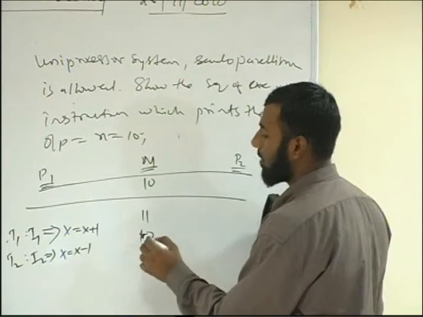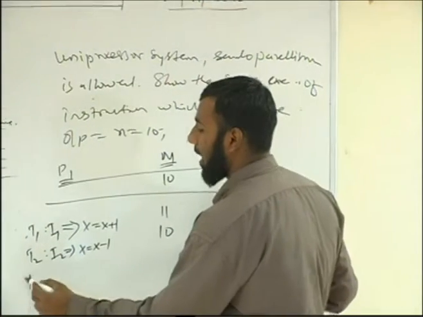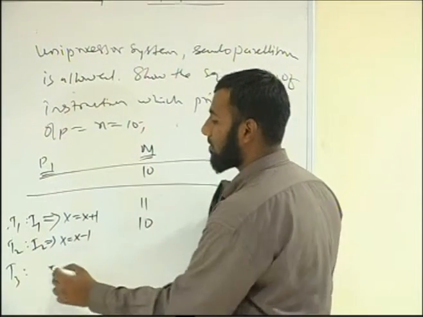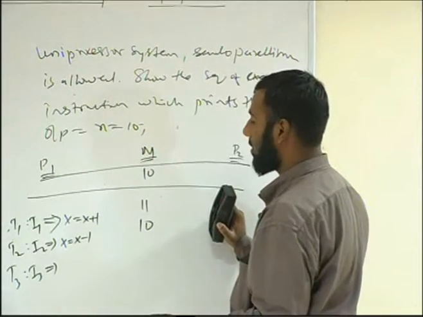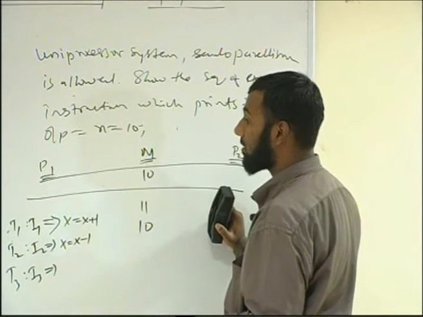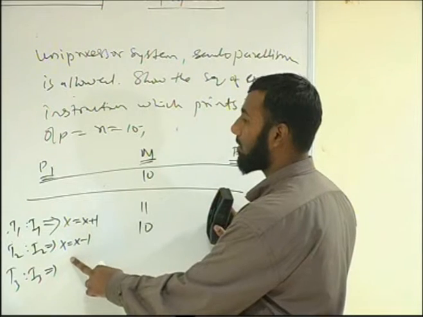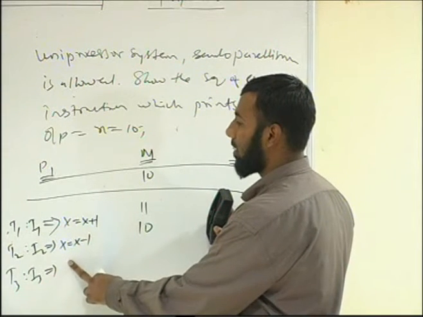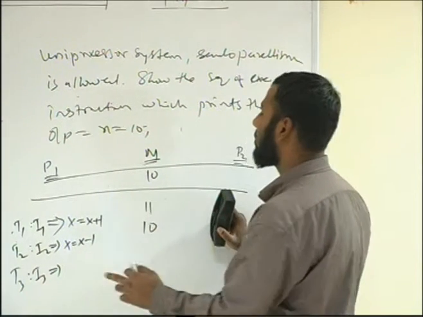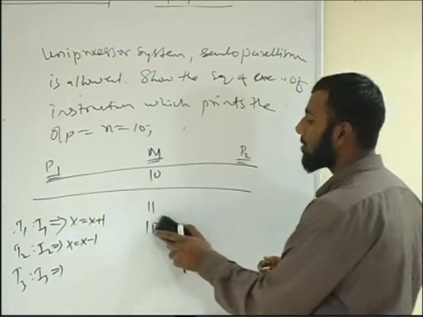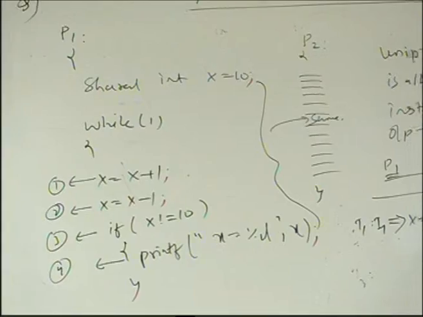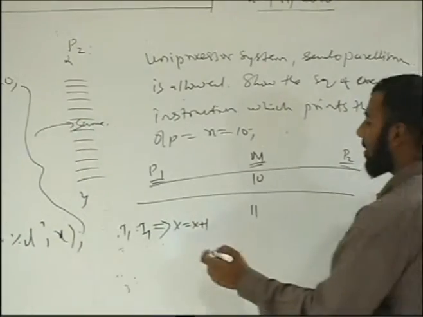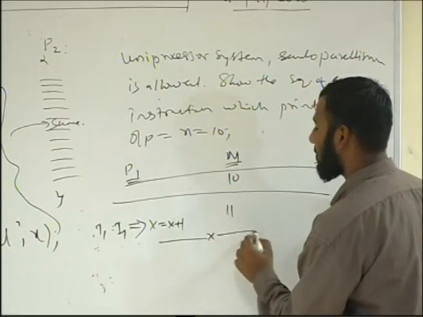11 becomes 10. Now at time 3, it executes instruction 3. When it executes instruction 3, if x is not equal to 10, no, x is equal to 10, so it doesn't print. So what we do is, assume that after executing the instruction x is equal to x plus 1, an interrupt has occurred. There is an interruption.